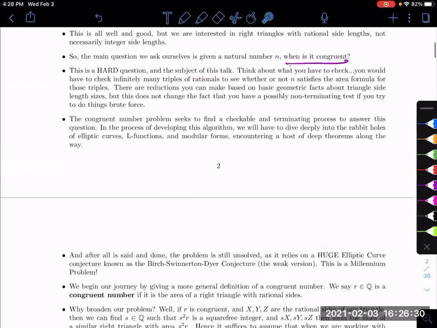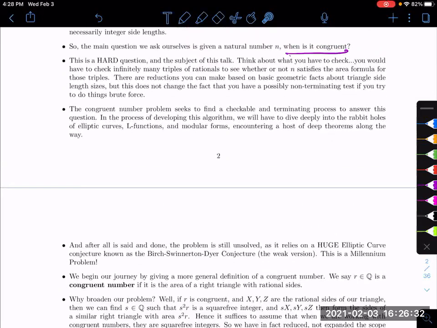Now, you might have heard me say a second ago that this problem is mostly solved. The reason is there is one hurdle. The theorem is of the form, a natural number is congruent if and only if something. The problem is one direction of that if and only if relies on a weak version of a millennium problem. That millennium problem is the BSD conjecture. It's a very weak version of it, but nonetheless, even this weak version is not solved, although I will share with you the progress that has been made once we get there.